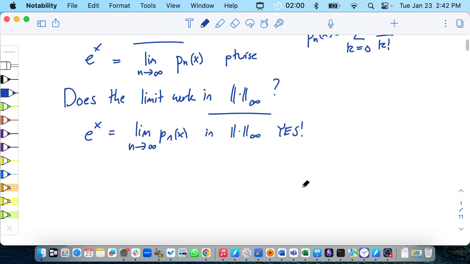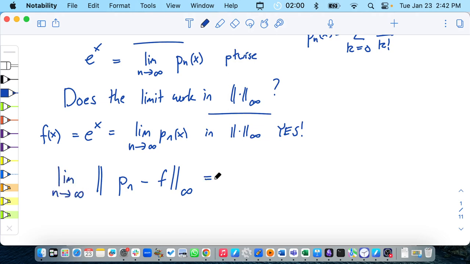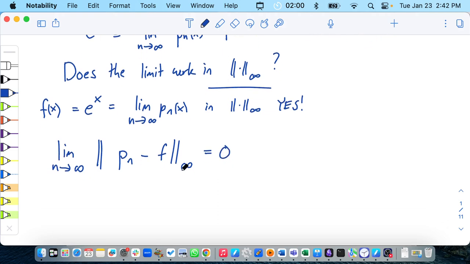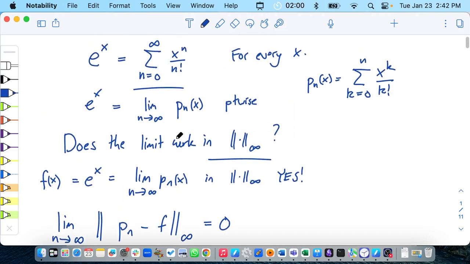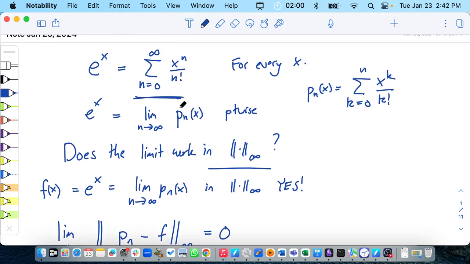Okay. And the way you do it, let's give this function a name, because it doesn't have a name right now. Let's call it f of x, because we're really talking about the norm of p_n minus f, infinity, right? And what we're trying to show is that this limit is zero. This is what it means for the limit to exist, that p_n minus f goes to zero. And fortunately, p_n minus f is itself a sum. f is, we know for every point, this infinite sum. p_n is the first few terms of the sum.